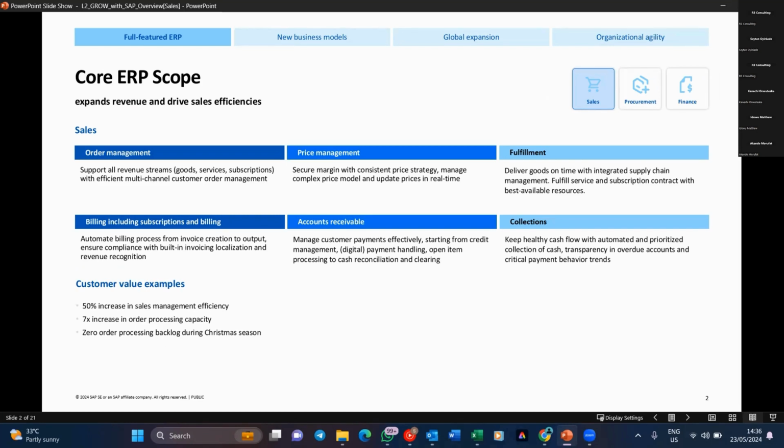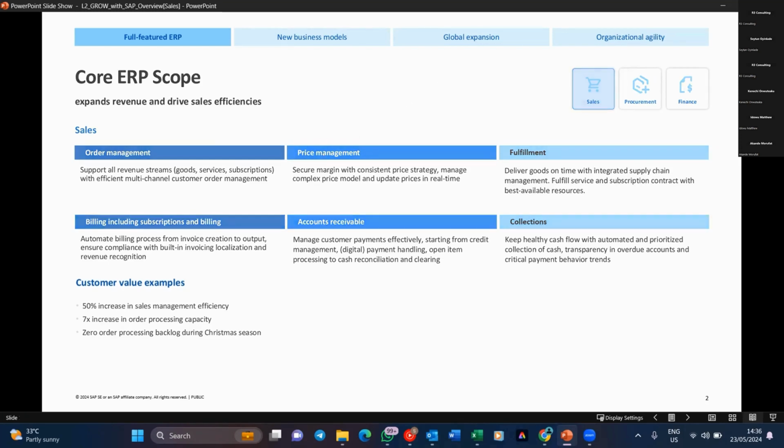So we have some customers who, because of how they've used it, have come to us saying they really enjoy using the product, and they've been able to record a 50% increase in sales management efficiency and more than 7 times increase in order processing capacity. So this is for the core sales process.